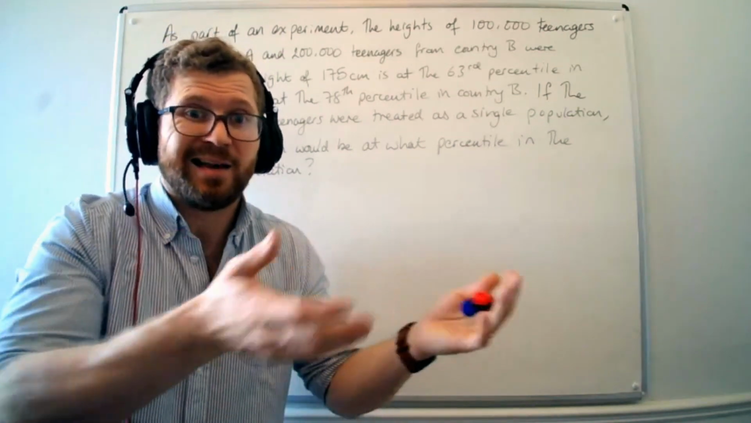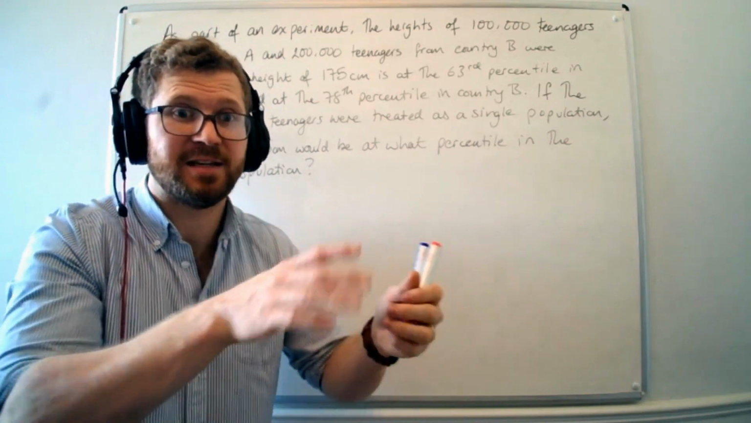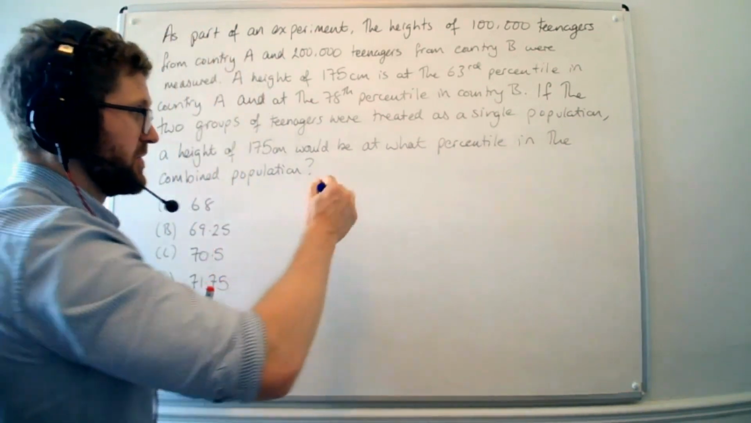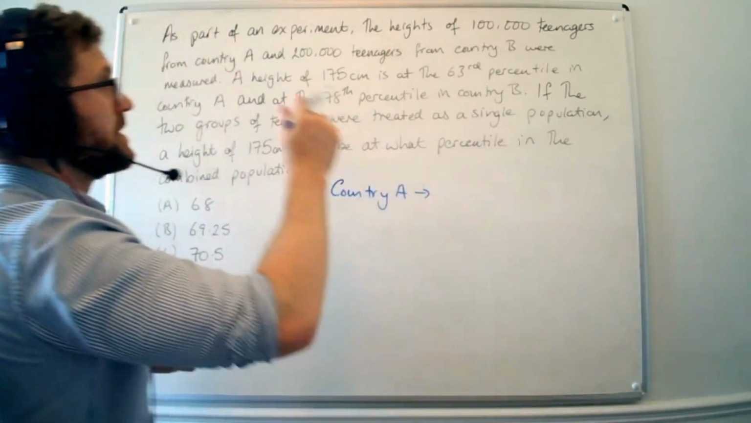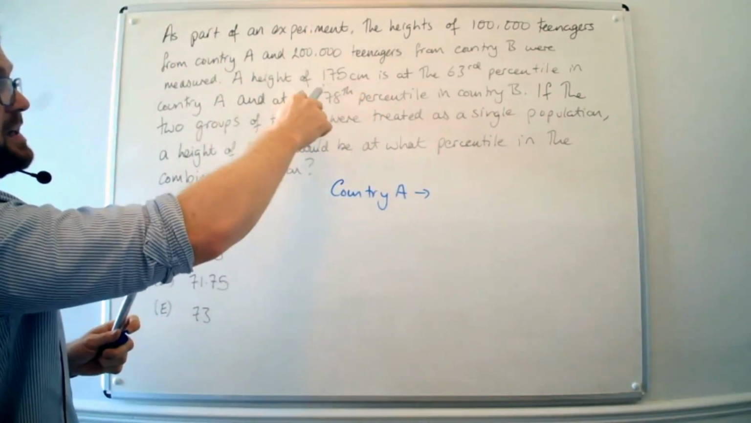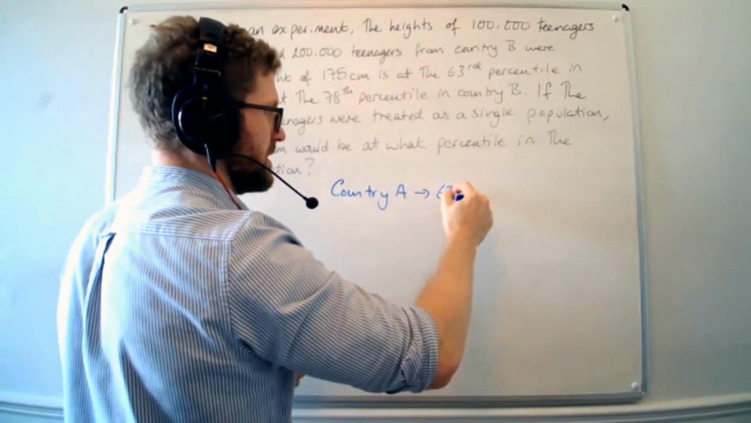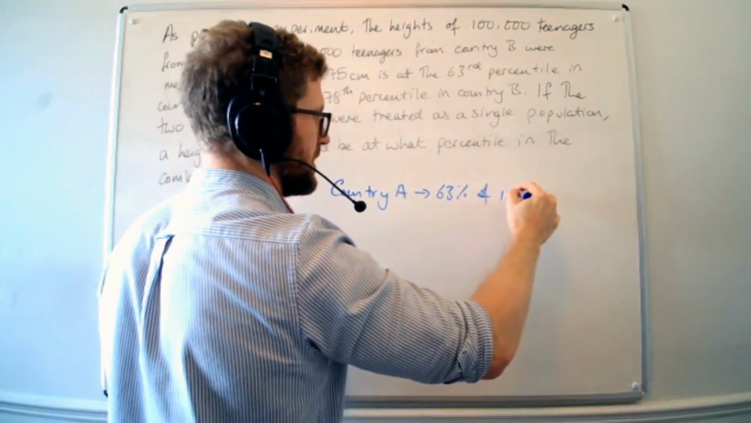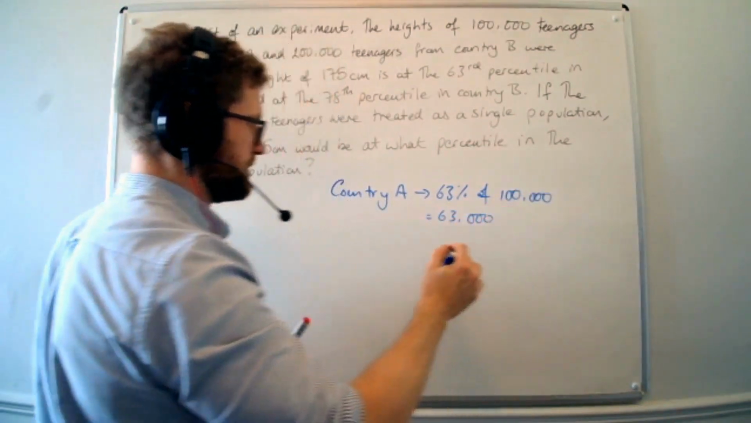So first job, let's find out exactly how many people have a height of less than 175 centimeters in each individual country. So first of all, country A, this is going to be the easier one. 63% have a height less than 175 centimeters, and that's 63% of 100,000. So 63% of 100,000, well, that's going to give us 63,000 people.